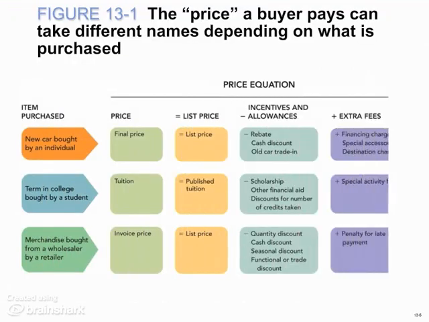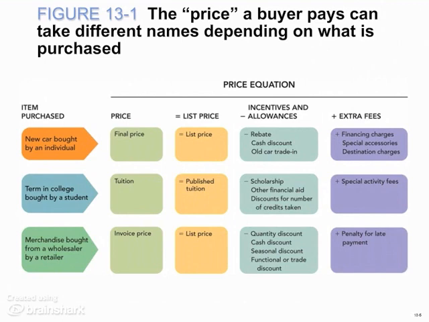Figure 13-1 provides an example for you of how the price equation works. So if we look at the second one, for example, a term in college bought by a student, the final price, called tuition, equals the published tuition, so whatever they state, minus any scholarships, other financial aid, or discounts for number of credits taken, plus any special activity fees. So when you take all those things together, that gives you your final price.